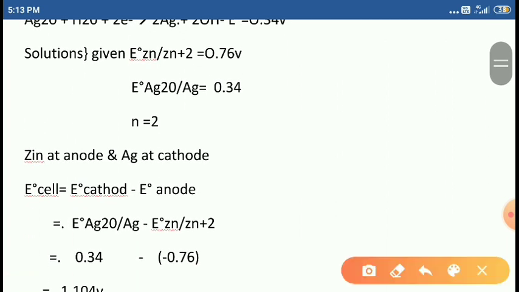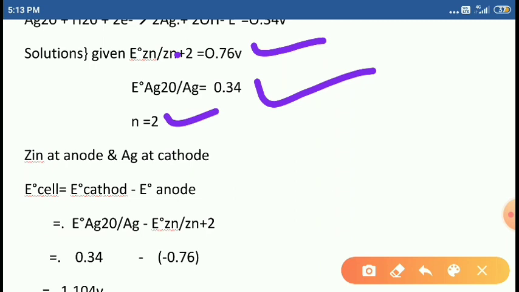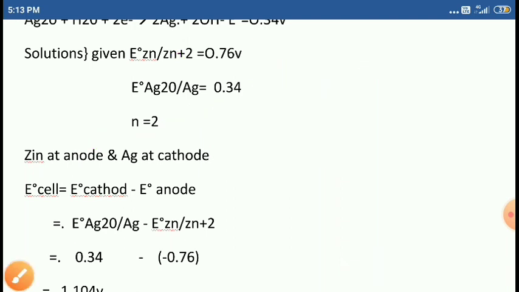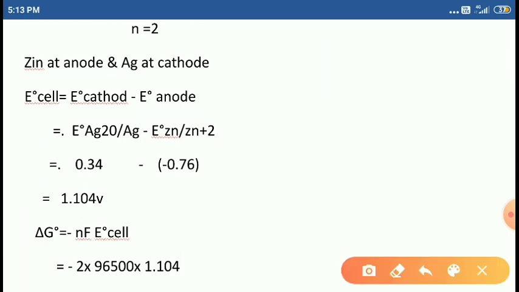The solution: the standard electropotentials of zinc and silver are given, and 2 electrons are transferred from zinc to silver, so n is equal to 2. Zinc is at the anode and silver at the cathode. So E naught cell is equal to E naught cathode minus E naught anode, that is silver oxide by silver and zinc by zinc ion. So 0.34 minus 0.76, the electropotential value is 1.104 volt. Right, friends?